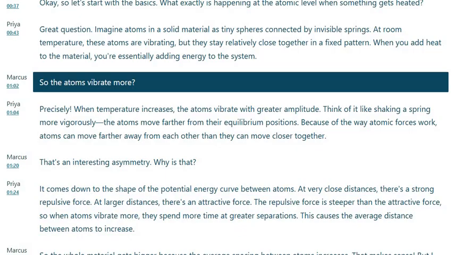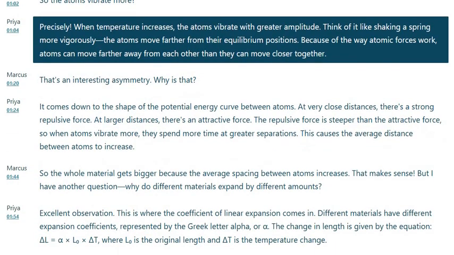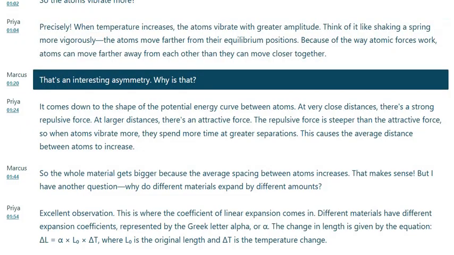So the atoms vibrate more. Precisely. When temperature increases, the atoms vibrate with greater amplitude. Think of it like shaking a spring more vigorously. The atoms move farther from their equilibrium positions. Because of the way atomic forces work, atoms can move farther away from each other than they can move closer together. That's an interesting asymmetry.